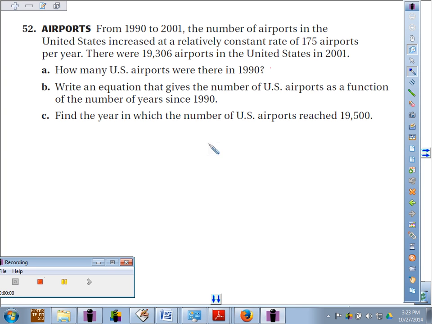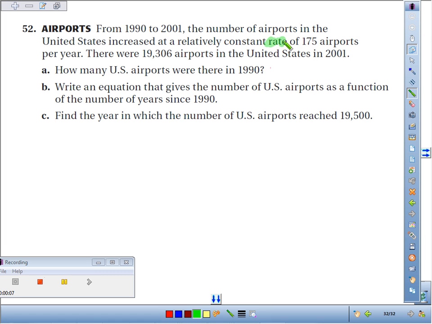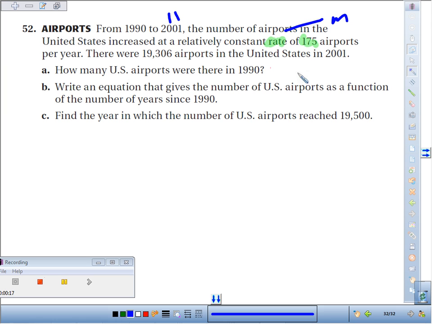From 1990 to 2001, the number of airports in the United States increased at a relatively constant rate. The key phrase is 175 airports per year. That's our slope. There were 19,306 airports in the United States in 2001. That's year 11 of the study. So in year 11, there were 19,306 airports. We've got a slope of 175, and we've got our points, so we've got enough information to go.